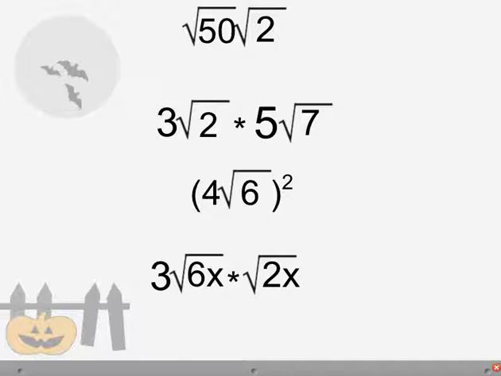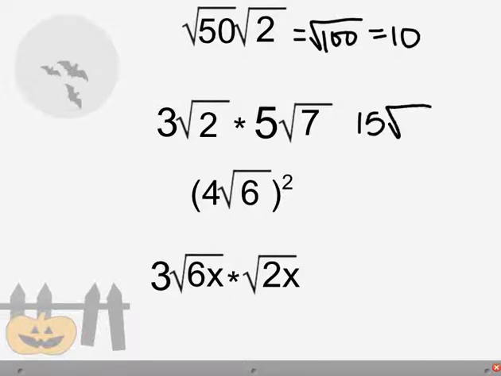All right, other ones that we can try: root 50 times root 2, well, that's just the square root of 100, which is just 10. 3 root 2 times 5 root 7, we can multiply the 3 and the 5 to get 15, and multiply the root 2 and root 7 to get root 14. And that square root of 14 can't be simplified any further.